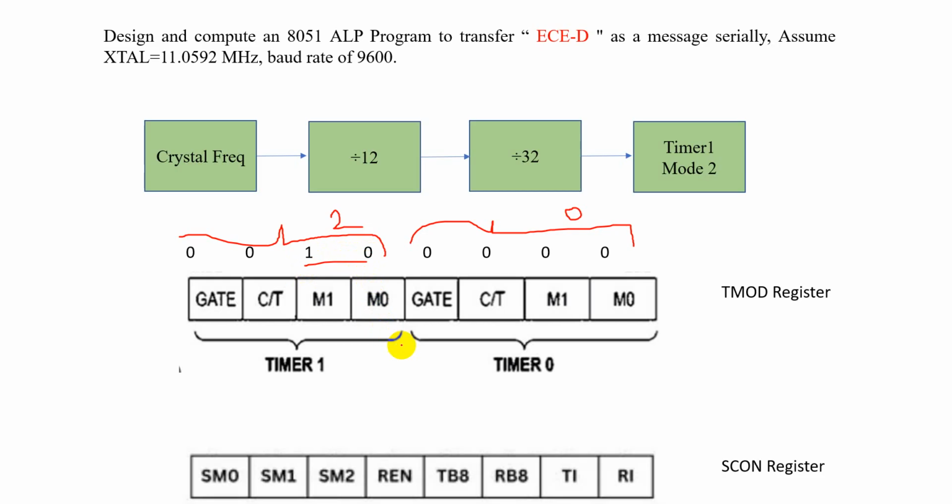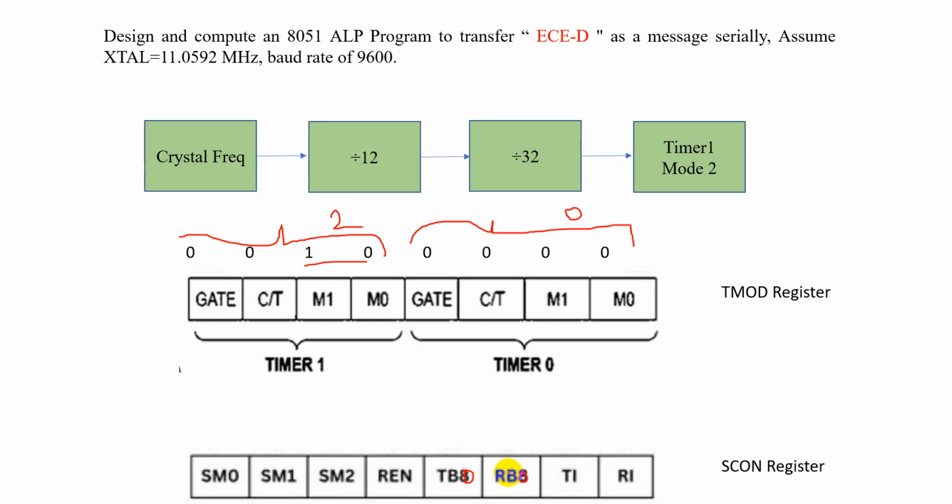The next one is the serial communication register. In this, mainly the TI and RI flags play the major role. Whenever all 8 bits are transmitted, TI will be set to 1. Whenever all 8 bits are received, RI will be set to 1. Then TB8 and RB8, it is not TB0 or RB0, it is TB8 and RB8. These are used to add the parity bit during transmission.